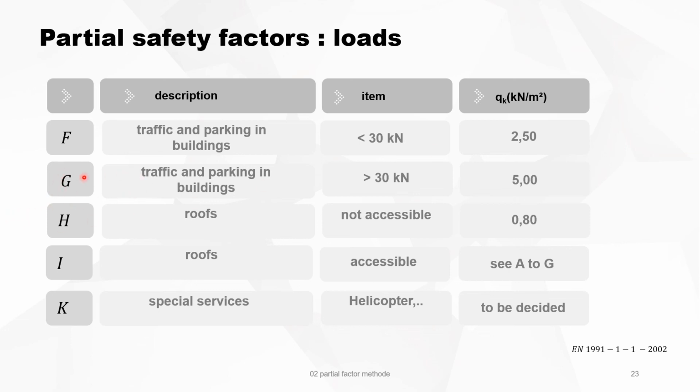Category G is then for traffic and parking in buildings with a vehicle load of more than 30 kilonewton, so that's 5 kilonewton per square meter. Non-accessible roofs, it's 0.8 kilonewton per square meter. And accessible roofs, well, when they are accessible, it depends on the category A to G, because you can have a roof that is used as a parking, or you can have a roof that is used as a storage, and so on. And then the last category is special services like helicopters and things like that. Well, that has to be decided for what kind of helicopter can land on the roof, yes or no.